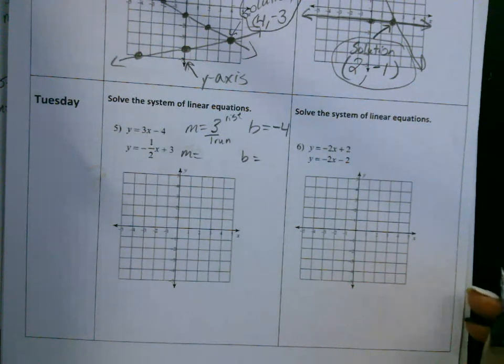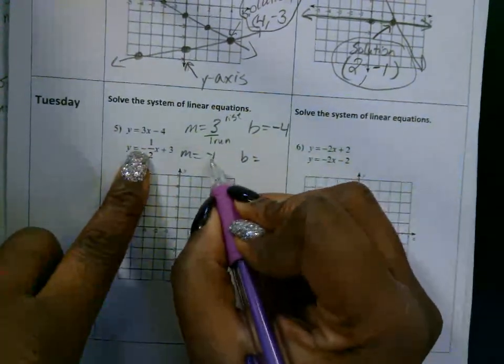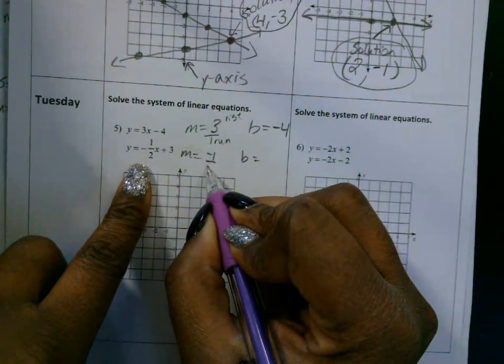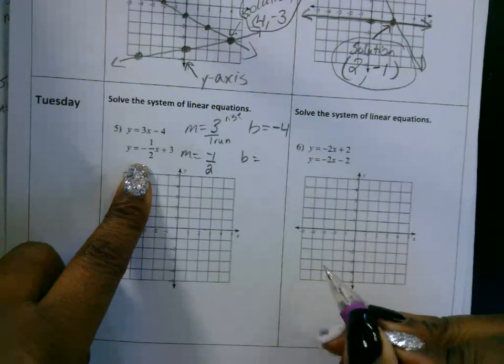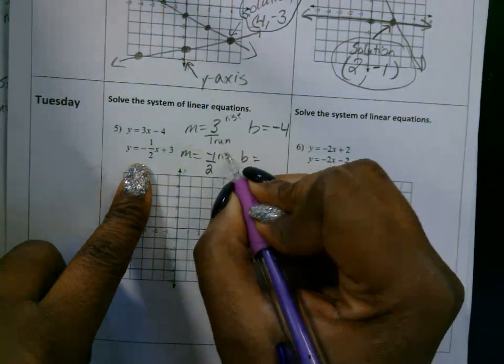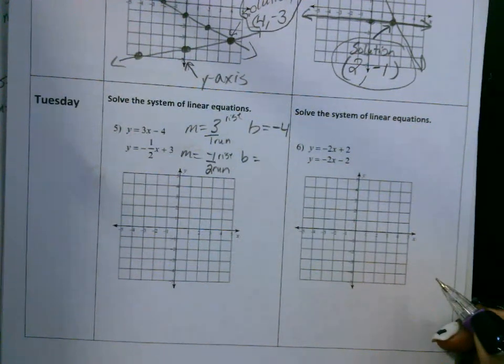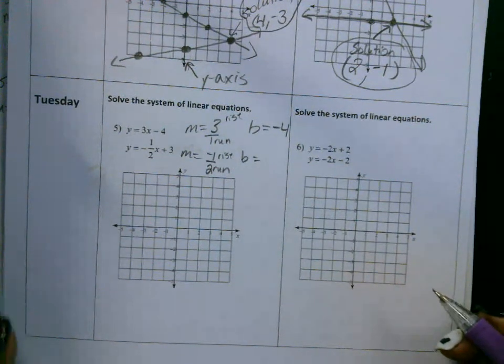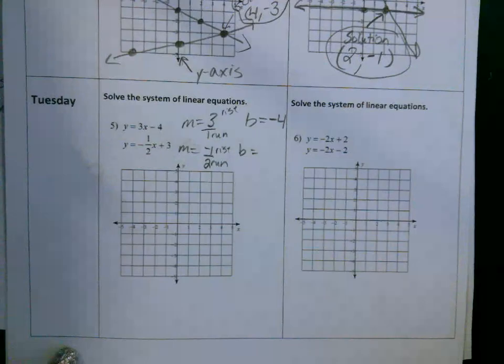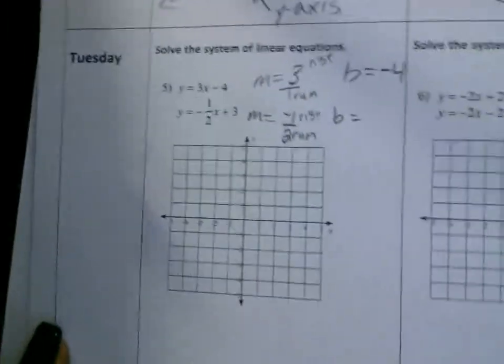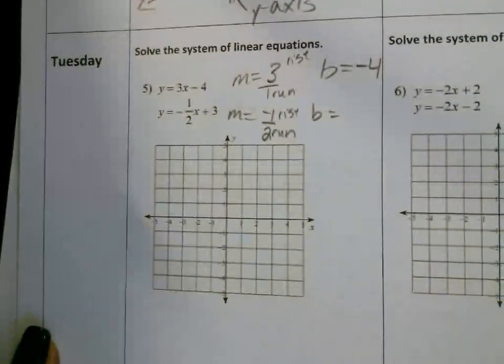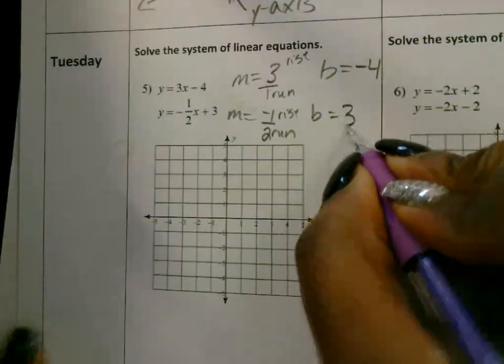What is my M for the second equation, Haley? -1/2. Top number is the rise, bottom number is the run. What's my B for the second equation, Julian? Can you zoom in a little bit? What's the B? +3. Good job. Excellent.